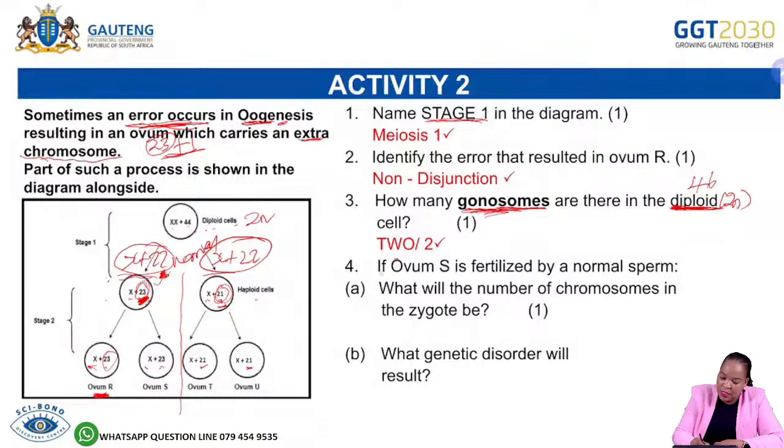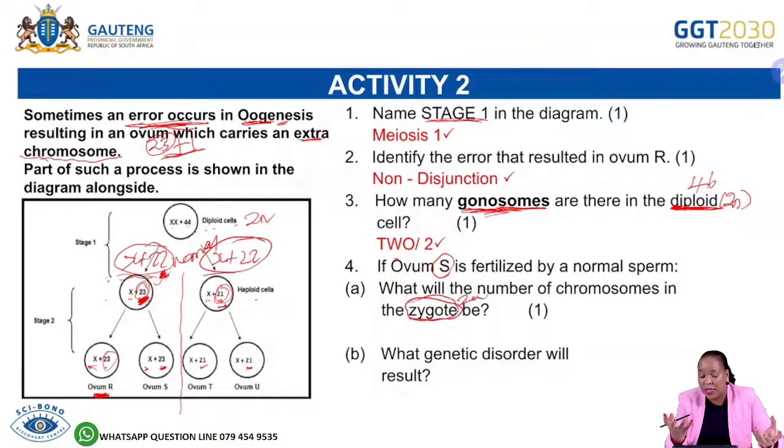Going further with the questions, if ovum S, you go check ovum S, this one, X plus 23, is fertilized by a normal sperm, then you think, how many chromosomes must be in a normal sperm? What will the number of chromosomes in this zygote be? Now, this is what we were referring to, a zygote. A zygote is now diploid. Remember, it has from the maternal and the paternal. So how many chromosomes will there be in that zygote?